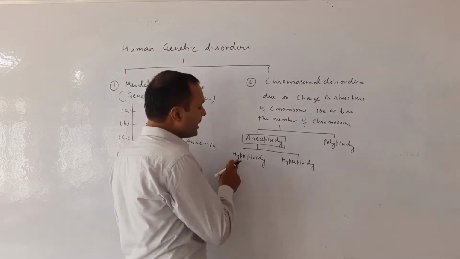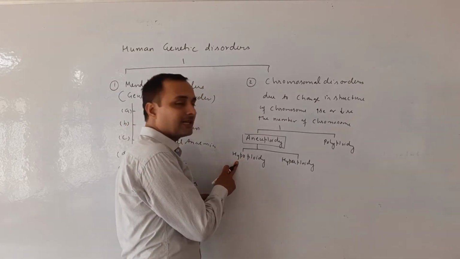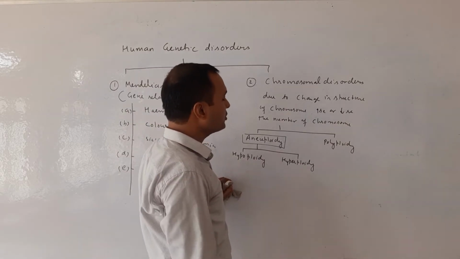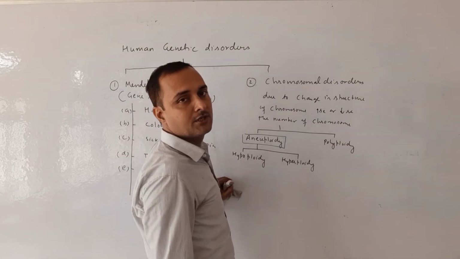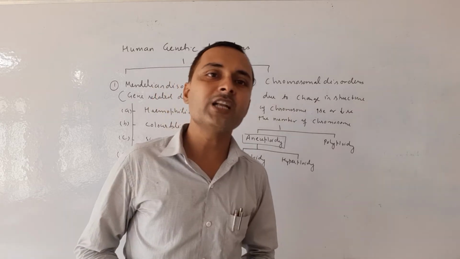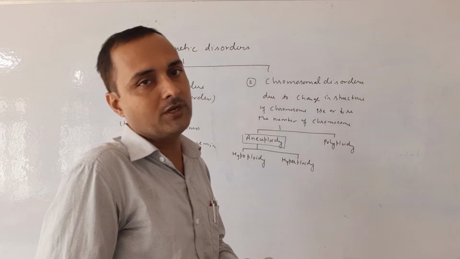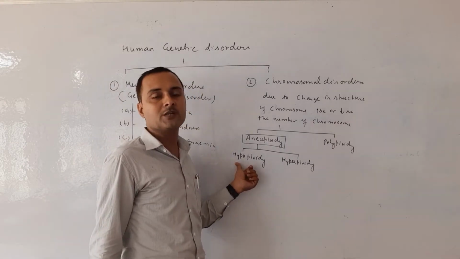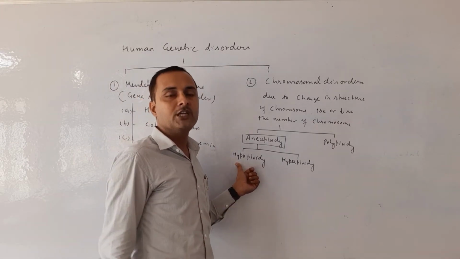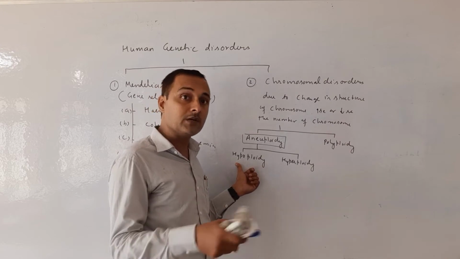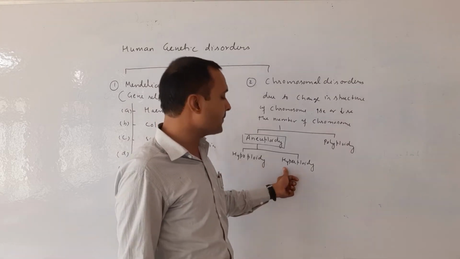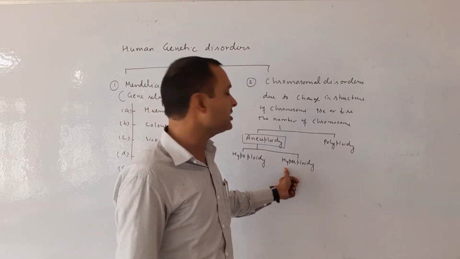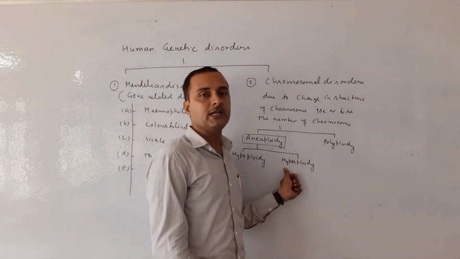In case of hypoploidy, the number of chromosomes decreases from the normal. In case of hyperploidy, the number of chromosomes increases from the normal. In humans, the normal cell contains 46 chromosomes. In hypoploidy, the number of chromosomes is reduced, so it may be 44 or 45, but never 46. But in hyperploidy, the number increases, so it may be 47, 48, etc.